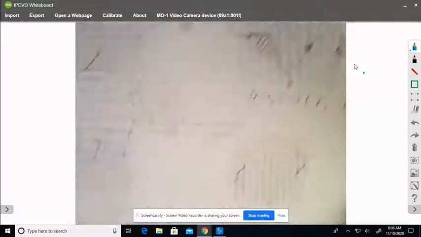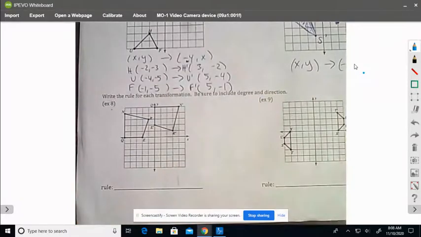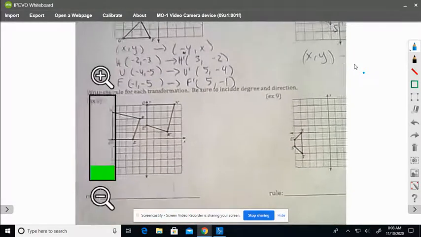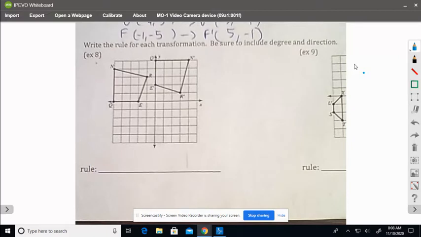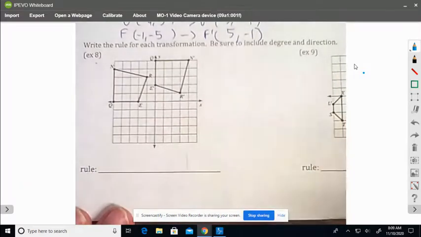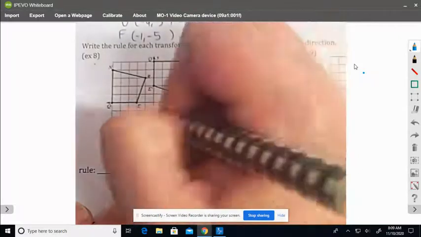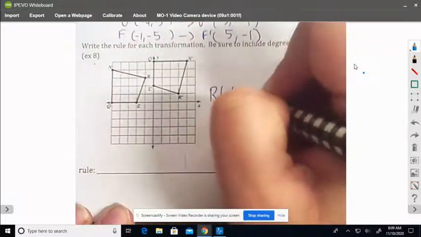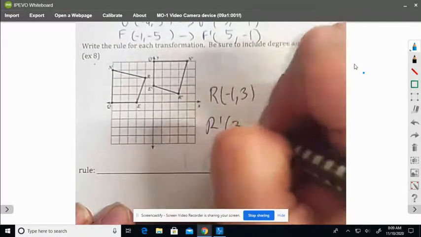The last part here, they're asking us to write the rule. It's kind of hard to see the rule. It's not like reflections and translations where you can just count or you can really see it. So what I like to do is just pick a point and look at their 2 points. So R is -1, 3. R prime is 3, 1.